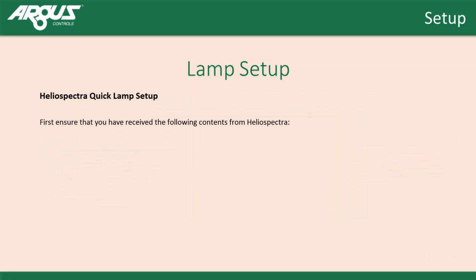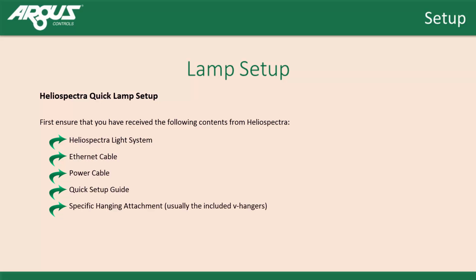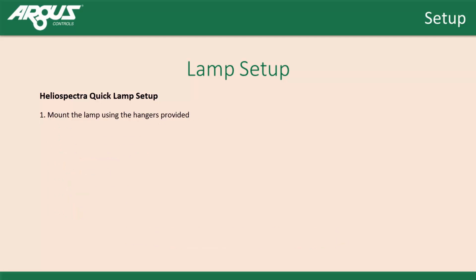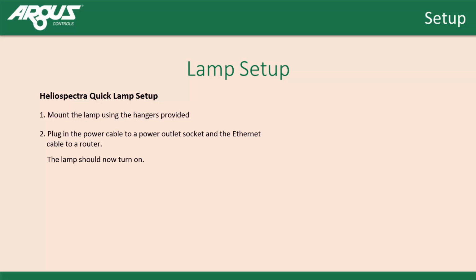First, make sure you have received the following contents from Heliospectra: a Heliospectra light system, Ethernet cable, power cable, quick setup guide, specific hanging attachment. It's important to note that Argus is not responsible for any of the lamp contents. If there's a problem or a piece is missing, contact Heliospectra directly. Mount the lamp using the hangers provided. Plug in the power cable to a power outlet socket and the Ethernet cable to a router. The lamp should now turn on.